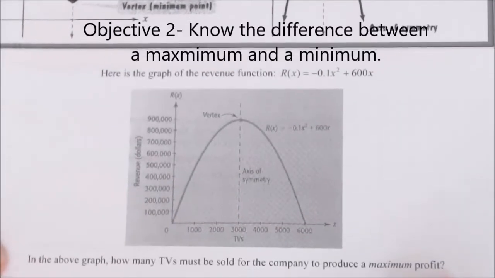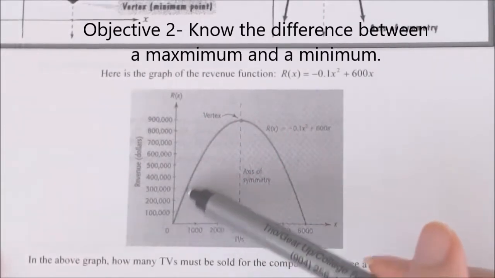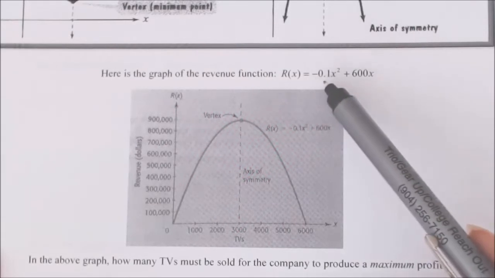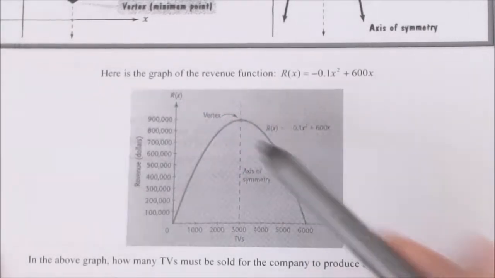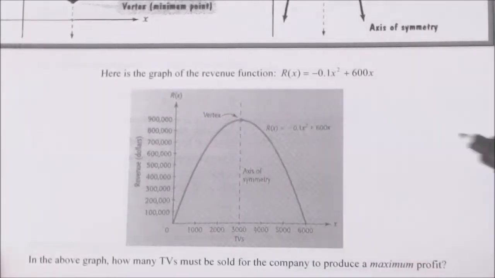The graph of the function, it's a little hard to see. It's kind of a dark image, but the graph of the revenue function we were just talking about is given here. Notice that it opens down, and that should make sense because the a value is negative 0.1. That's the coefficient on the x squared. The vertex there is at the top, so that's a maximum. The line that cuts through the parabola right through the vertex and cuts it in half is called the axis of symmetry.